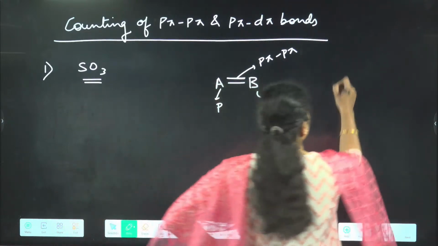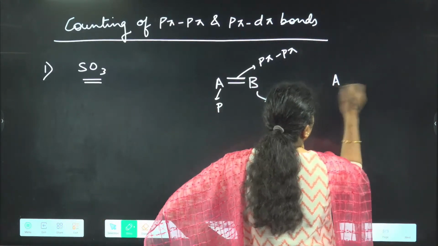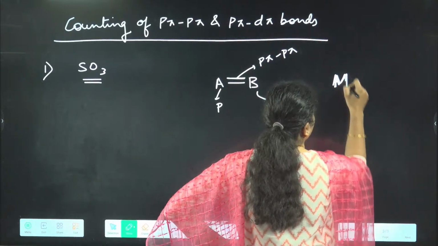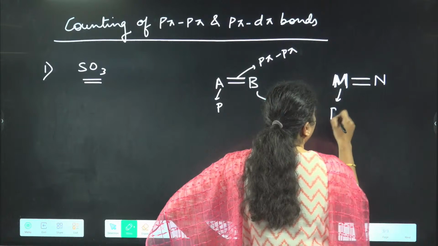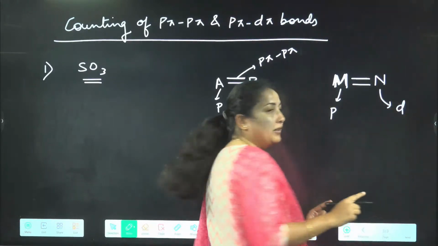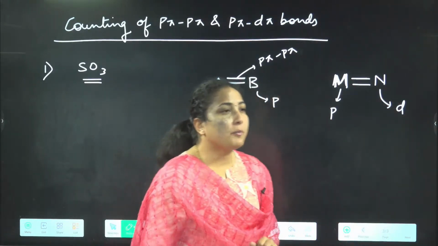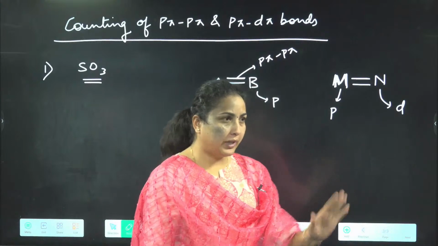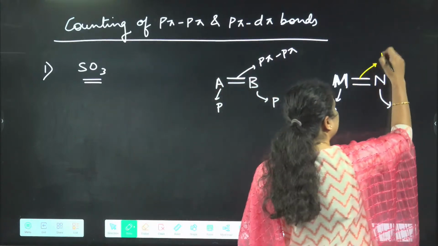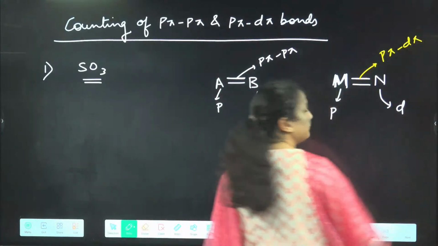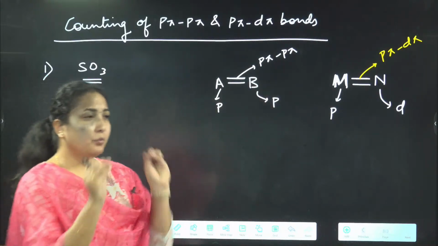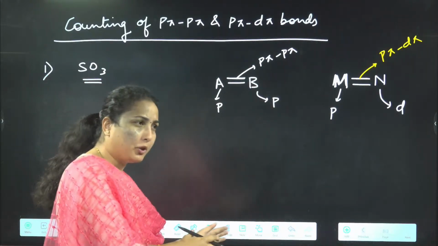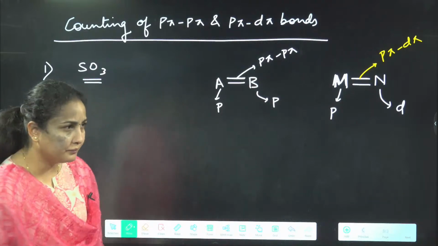Now, suppose I'm having, let us say, M and N. Let us say I'm changing the atoms here. Now here one of the atoms is providing p, another atom is providing d for the formation of the pi bond. It is possible, right? In that case, this pi bond will be known as a p pi d pi bond. Simply, one atom is providing its p orbital, another one is providing its d orbital, right?